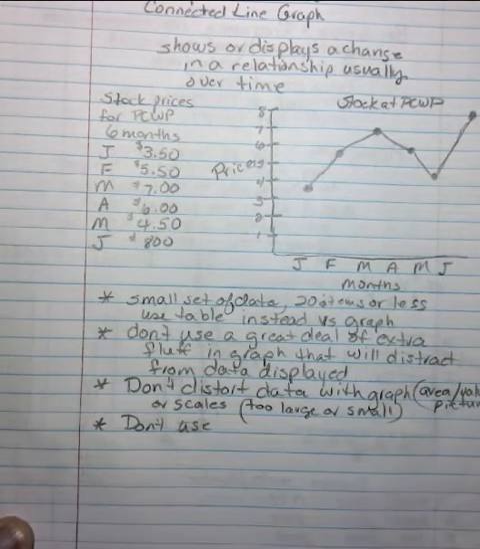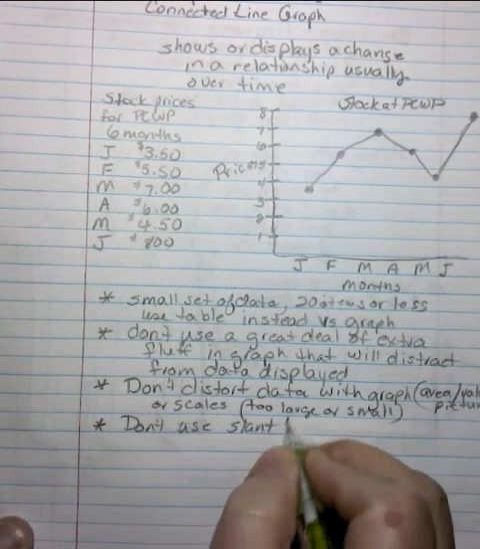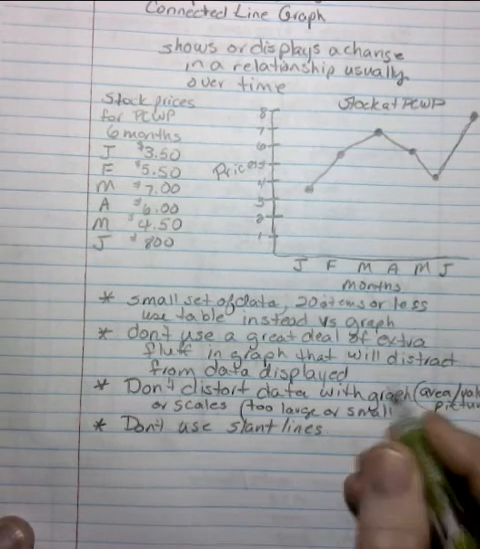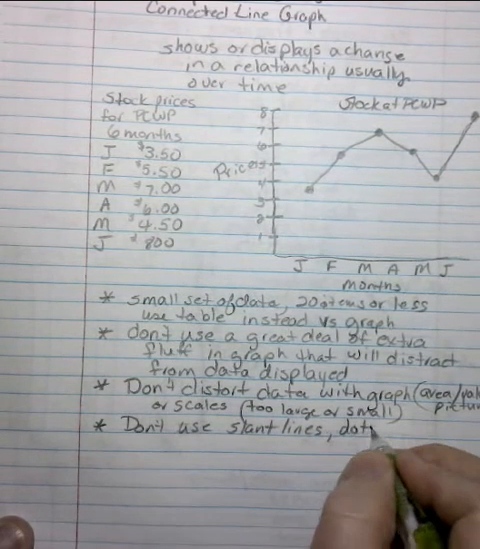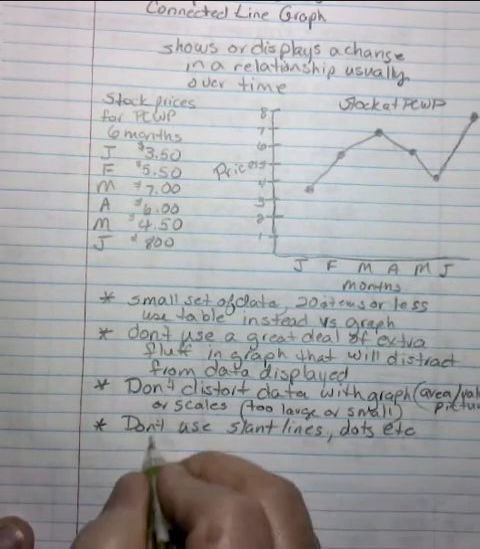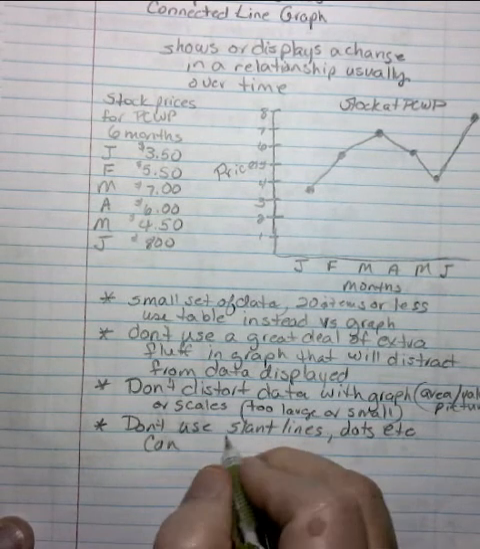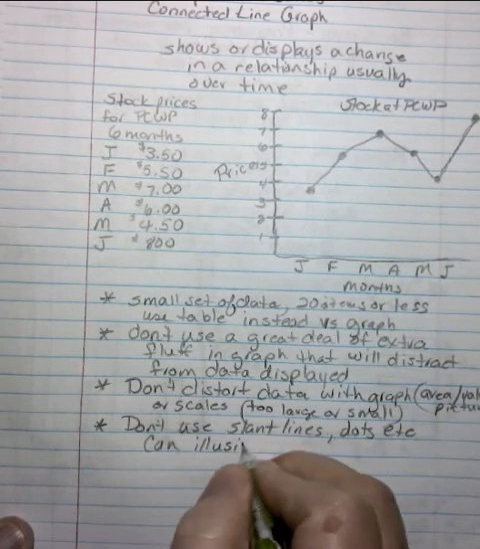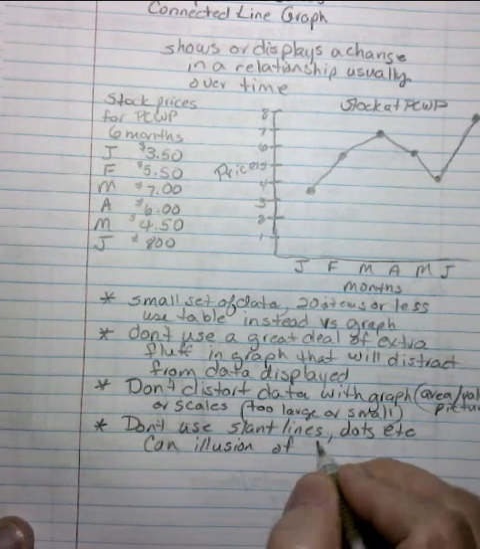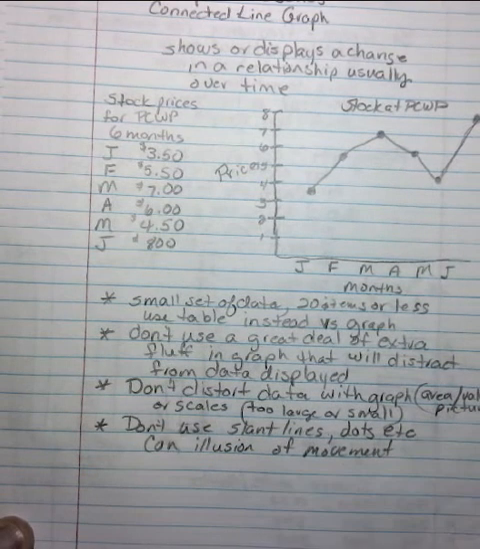Something that's just kind of unusual that tends to affect graphs is to not use slant lines and overuse of dots, I should say. And there are some other features as well that can cause your graph to look like it's moving. And that illusion can be misleading on your graph. So you don't want that to happen. You want to try to prevent that.